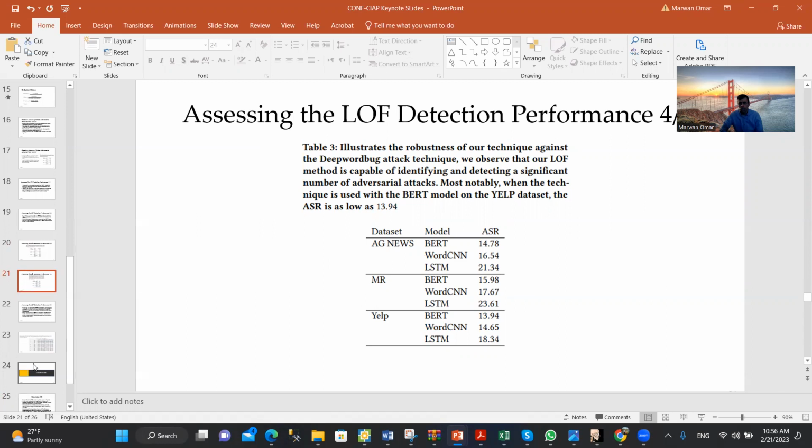And of course, the attack success rate goes down here because of our LOF technique. ASR stands for attack success rate. The attack success rate is only 14.78 on AG News. It's only 15.98 on MR and only 13.94 on the Yelp dataset. So again, this goes to show the effectiveness of the technique in detecting adversarial examples.